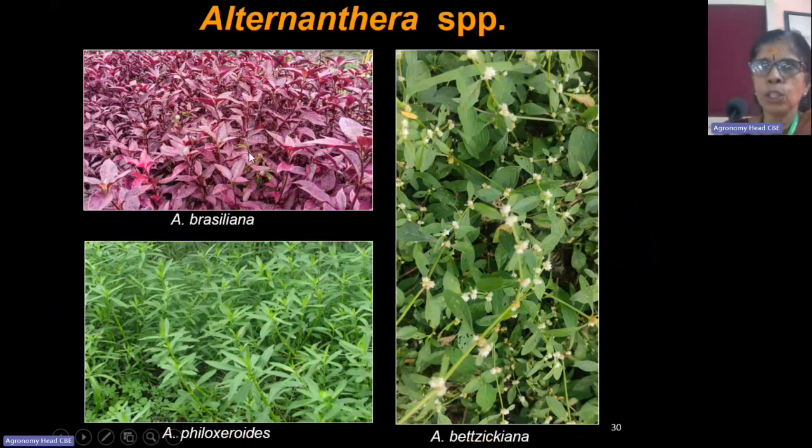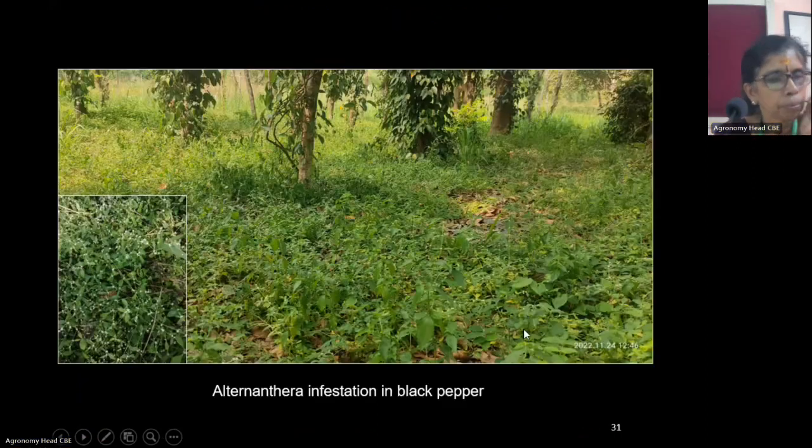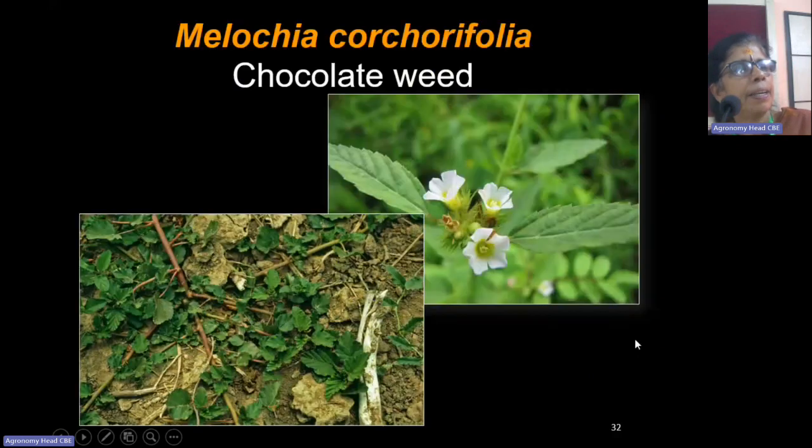Brasiliana. In the earlier picture you also see the violet. This is Alternanthera brasiliana. Not as invasive, but in some areas the invasive nature is reported. So this is a very serious threat to upland crops, vegetables and others. This is a black pepper field in the KAU campus infested with Alternanthera vesicaria.